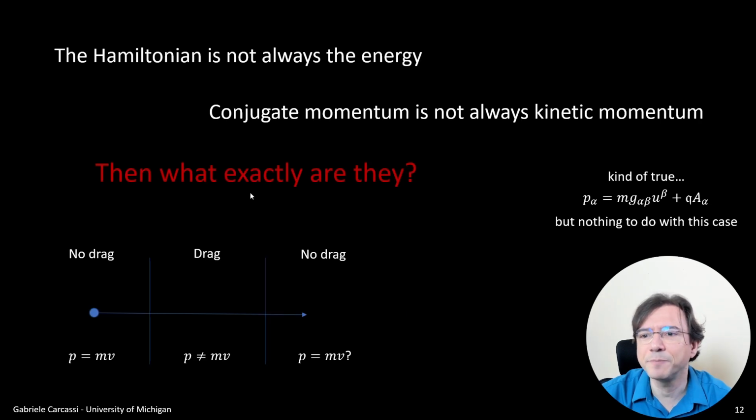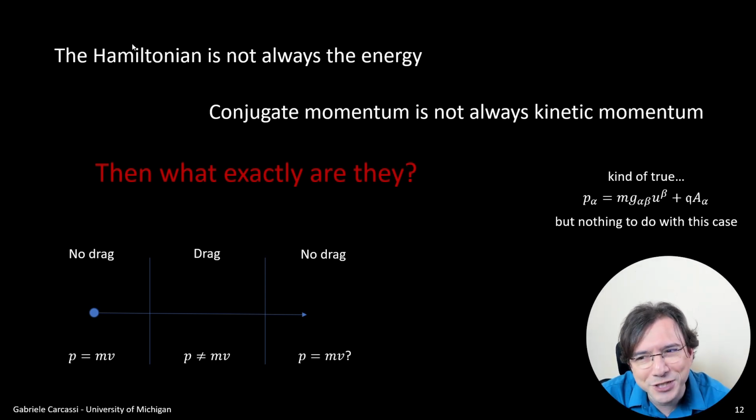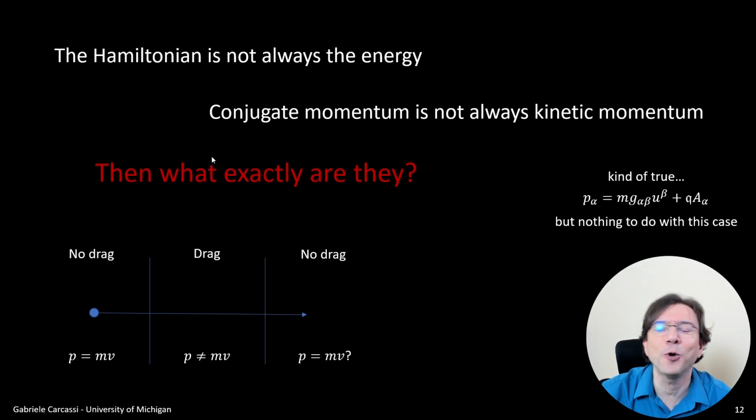And this is where some people are saying, well, it's because the Hamiltonian is not always the energy and the conjugate momentum is not always the kinetic momentum. And that might be, but then what exactly are they? You can't just say, oh, they're not the same without telling me exactly what they are. Otherwise, what are we talking about?